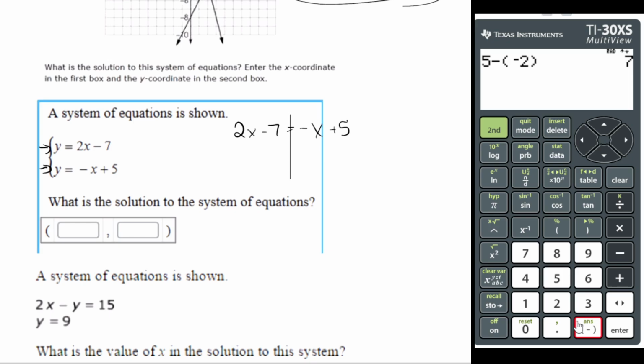So we go to our "don't call me after midnight" rules. Do we have any distribution? No. Do we have any like terms on the same side of the fence? No. So next we go to move all variables. So I'm going to move my smaller variable, which would be negative x. I move it by doing the opposite. So I add x.